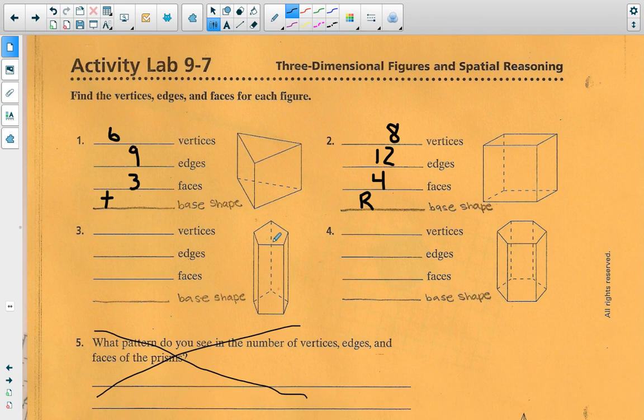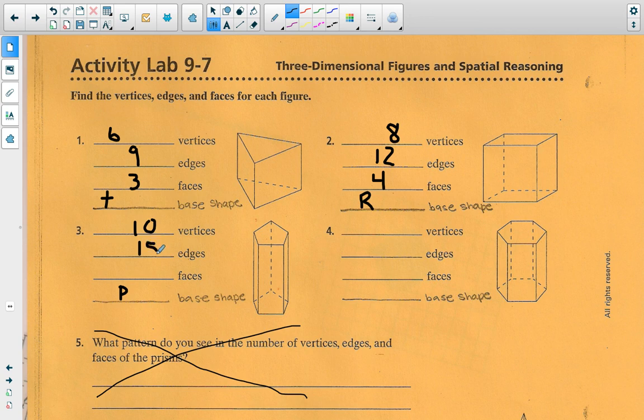Okay, my next one. What's this shape? 1, 2, 3, 4, 5. That's a pentagon. Put a P for pentagon for now. How many vertices? 1, 2, 3, 4, 5, 6, 7, 8, 9, 10. How many edges? 1, 2, 3, 4, 5, 6, 7, 8, 9, 10, and then 11, 12, 13, 14, 15.